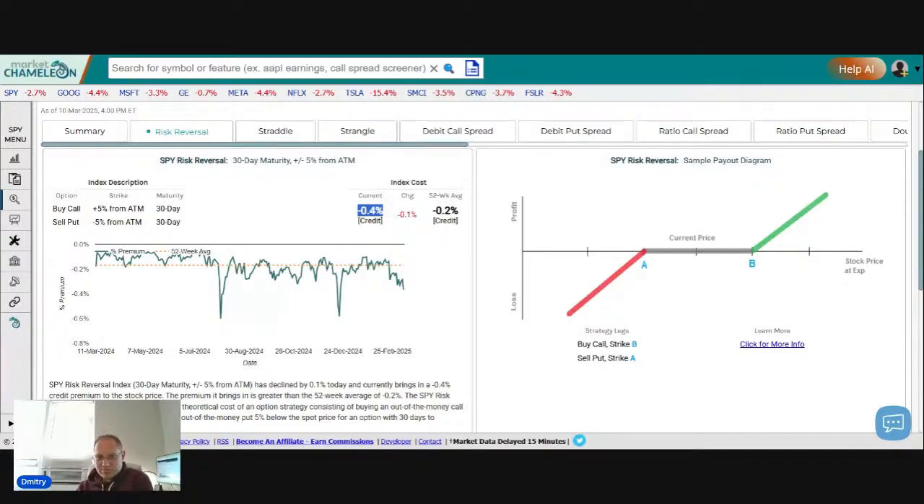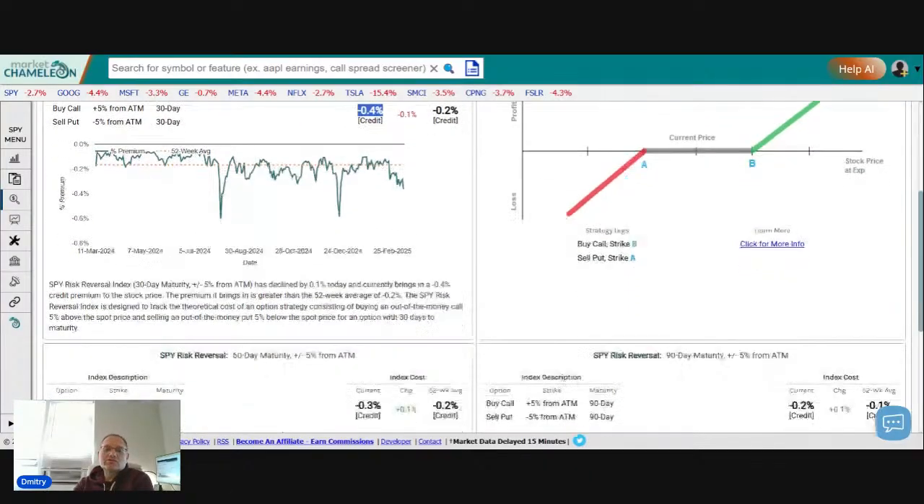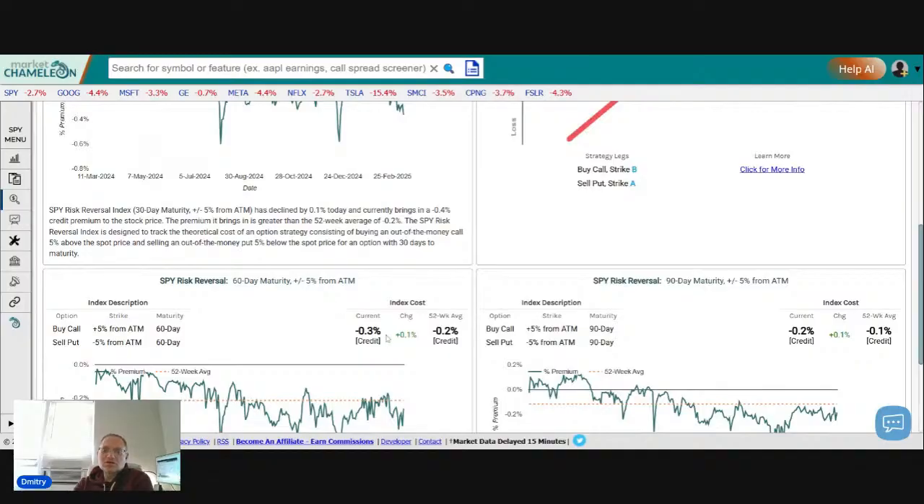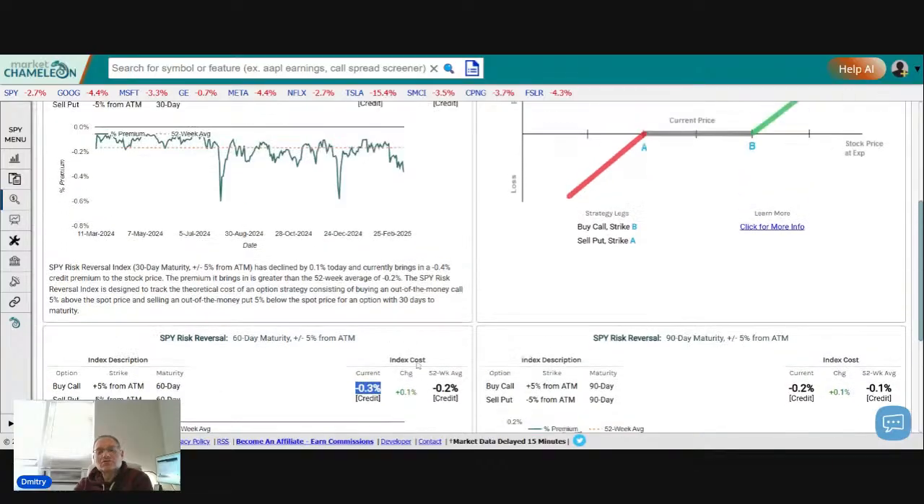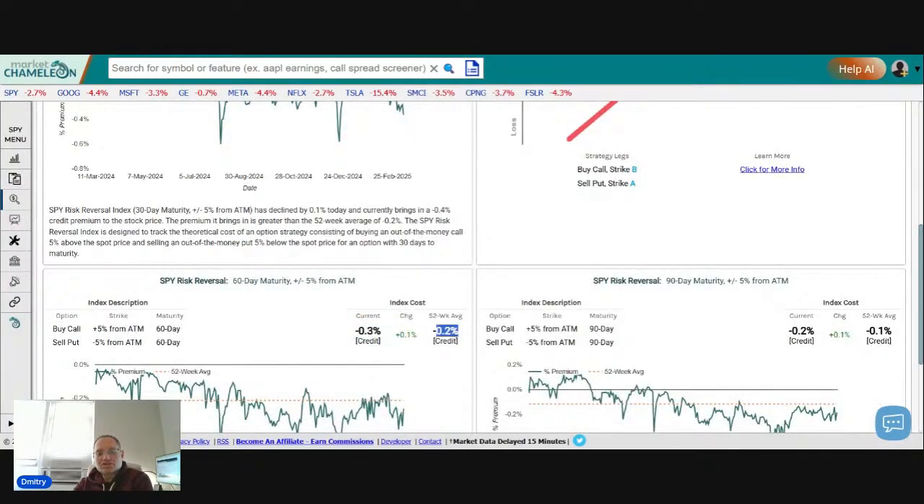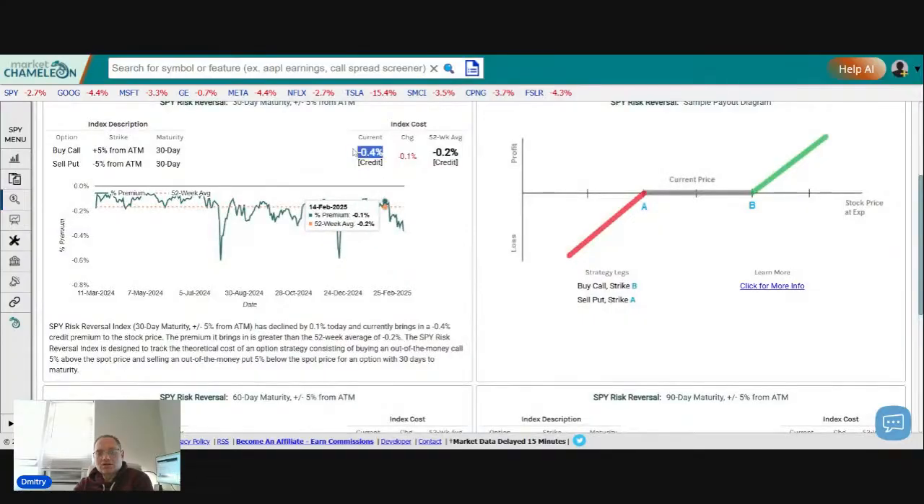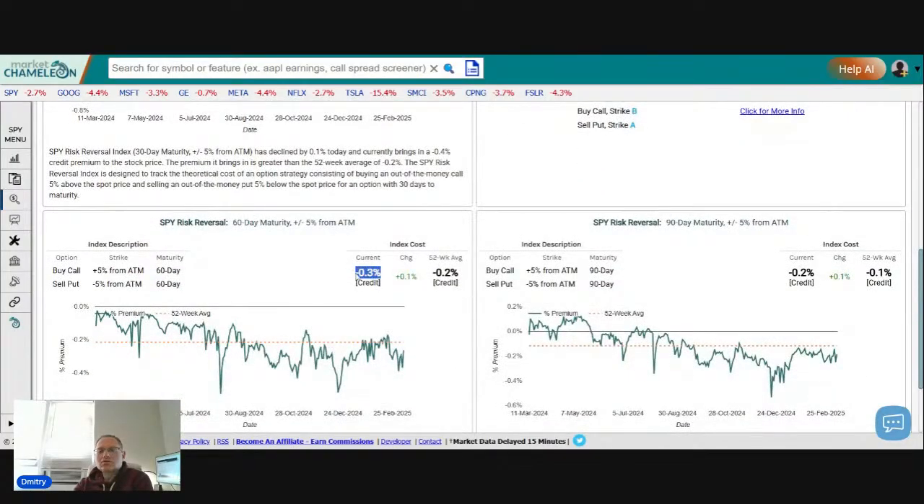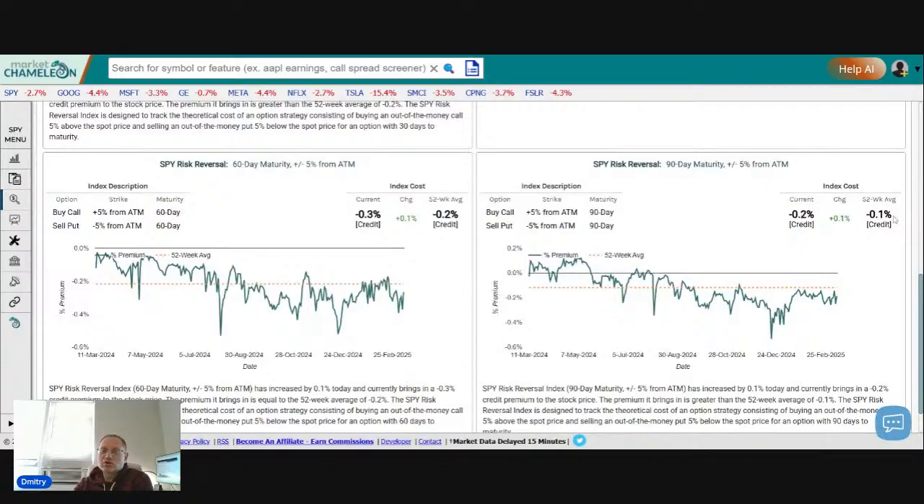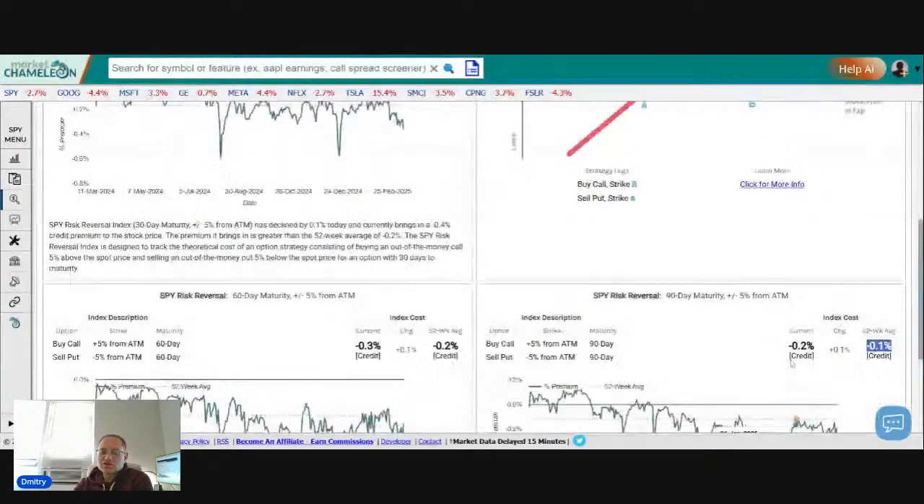We could also look at that same benchmark, different expirations. What if we went out a little bit further? Instead of 30 days, 60 days. So if we go from 30 days to 60 days, we could see that here, the risk reversal would bring in a credit of 0.3%, relative to 0.2%. So you're getting more credit here than you are here. And if we went out 90 days, we're getting a credit of 0.2% versus a credit on average of 0.1%.